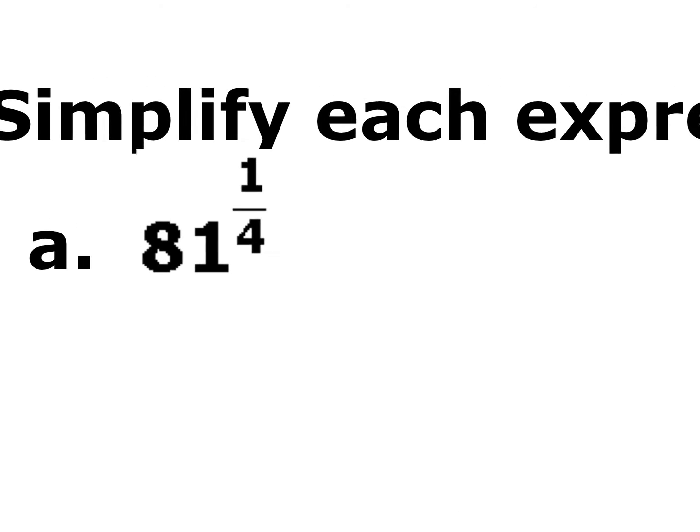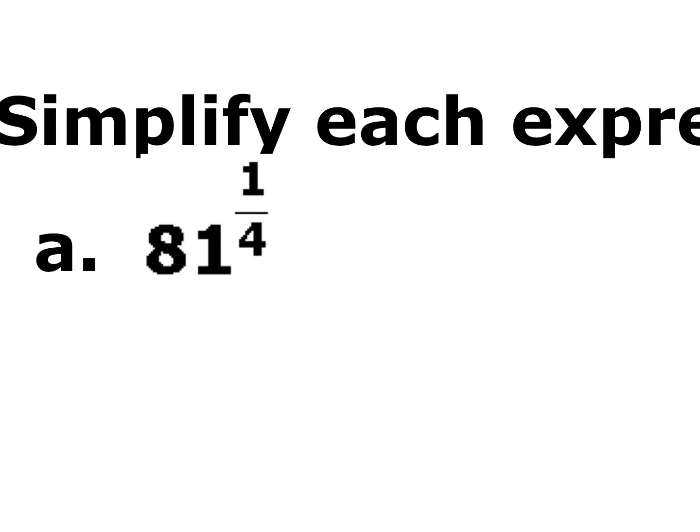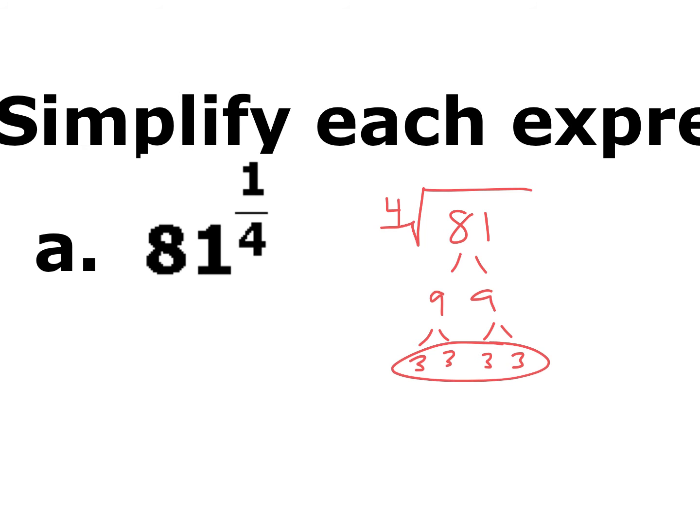All right. So what's our index for this one? 4. So we have the fourth root of 81. What are factors of 81? 9 and 9. What are factors of 9? 3 and 3. We're circling groups of how many? 4. So what's our answer? 3.